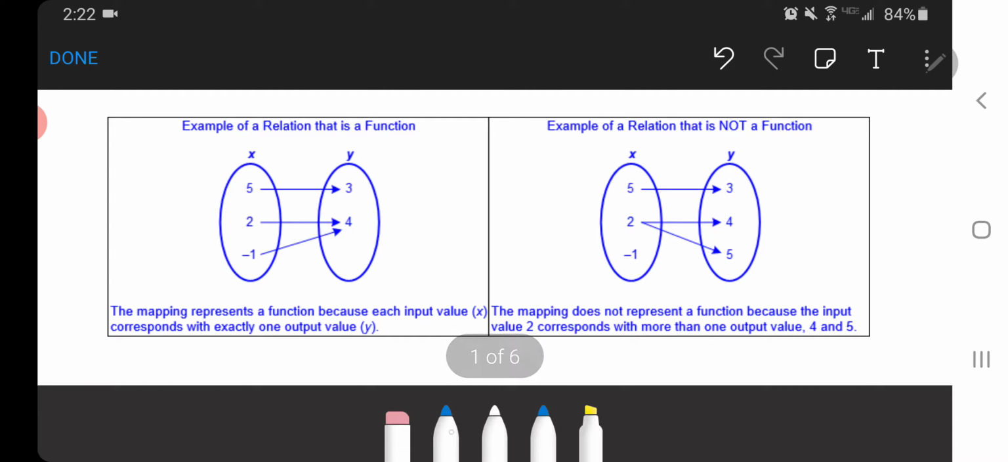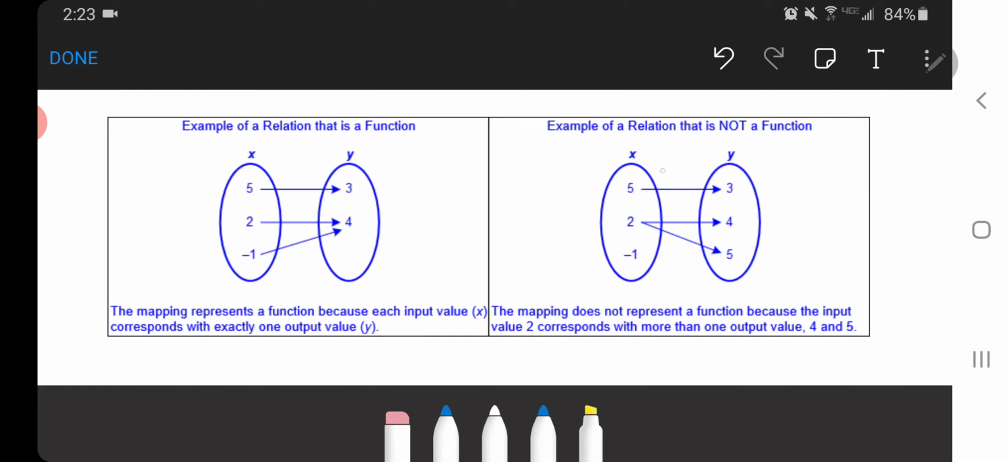What about in these mapping diagrams? We've got an example of a relation that is a function. Of course, because 5 goes to 3, that's fine. 2 goes to 4, and negative 1 goes to 4. Once again, each one of my x values goes to one and only one y value. Pretty much, it does not repeat.